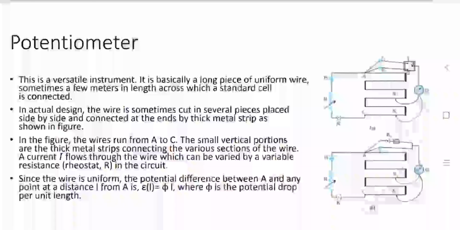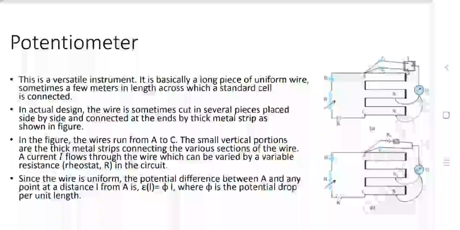Now the next topic is the potentiometer. Basically over here we try to understand the function of a potentiometer, in which we take a length of wire. Instead of taking a whole piece of wire, we connect it in small parts, and these small parts of the wire can be connected with metal plates as shown in the figure. A to C is the length of the wire. It is connected in small parts and at each end a metallic plate is connected.